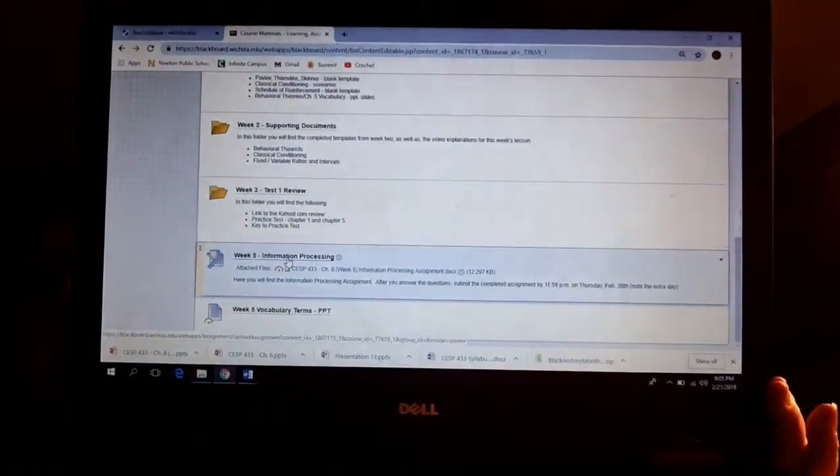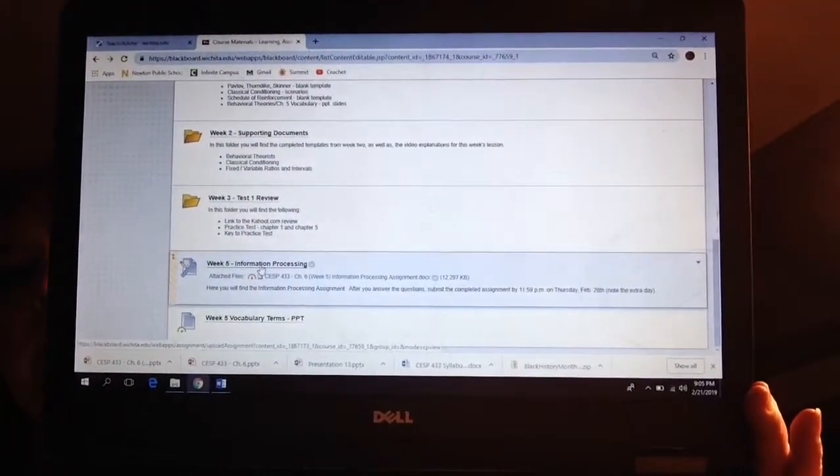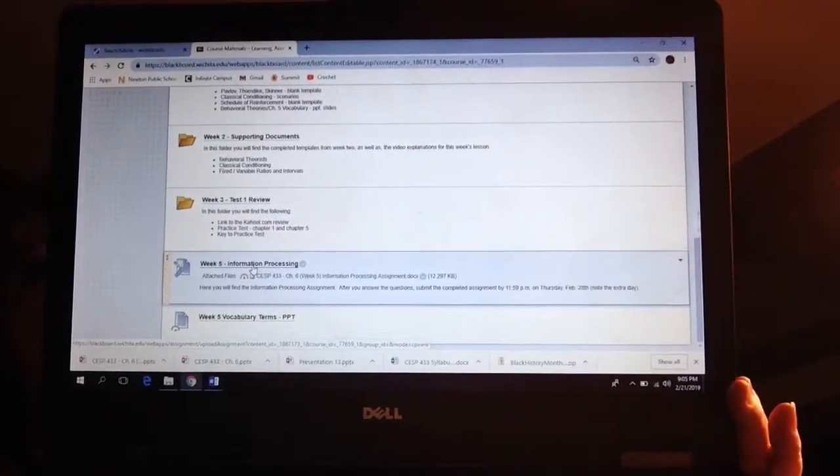In Blackboard, if you go to the course materials, you will see, and I'm going to show you here because I have it actually on my laptop, information processing, where my little hand is pointing there. The information processing is what the assignment is for this week, and it's just one page, 10 questions, and I want to show you what it looks like. If some of you haven't looked at it already, I just put it up there a little bit ago.